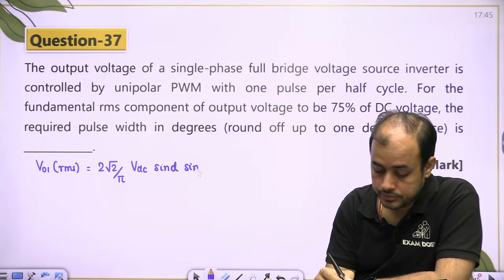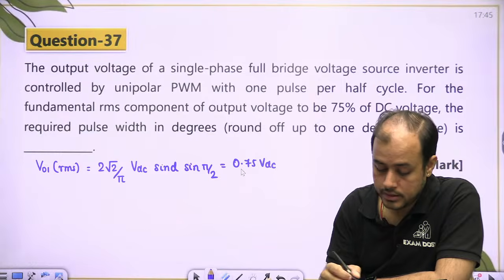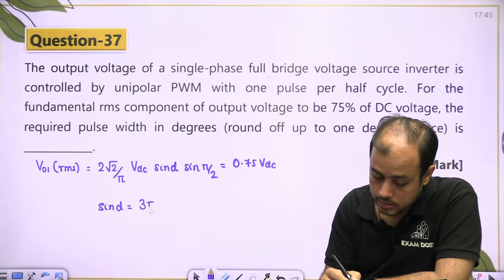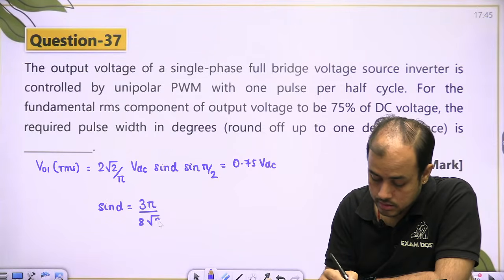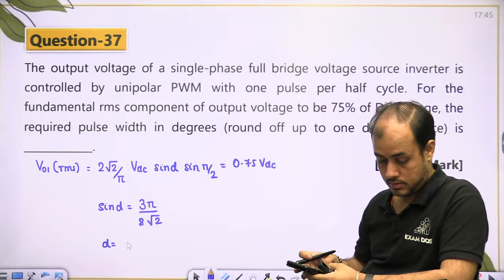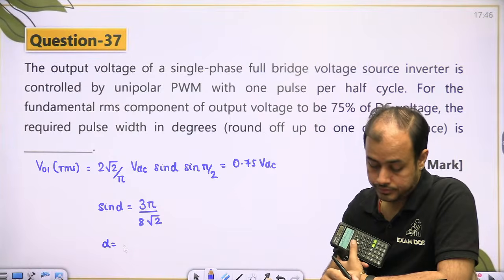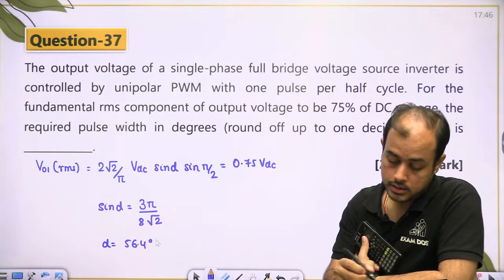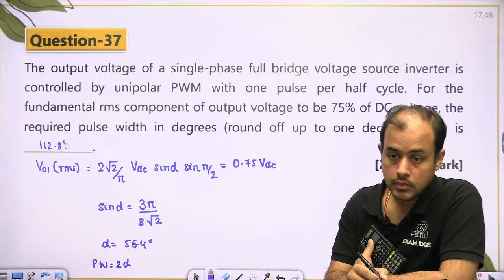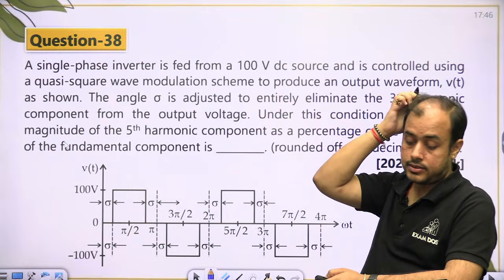Sin D. Now this is given as 0.75 VDC. 3 by 4, 3 pi by 4. So D will be, so pulse width is 2D. 112.8 degree. Okay, next let us see this 2020.